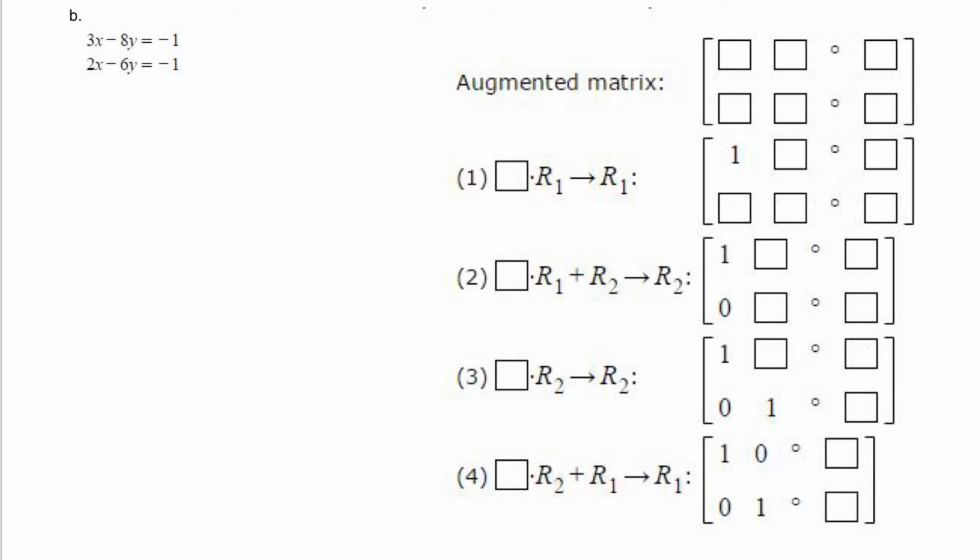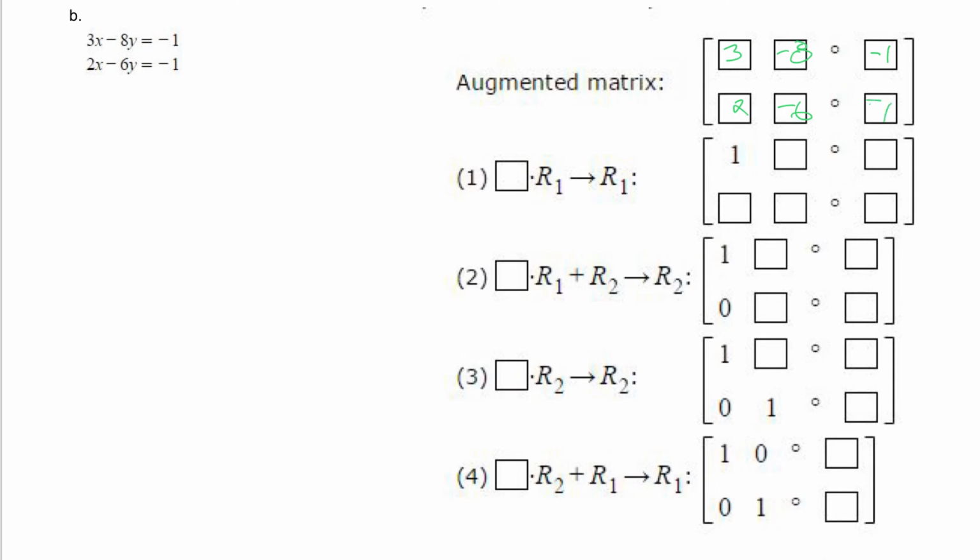If you did this one correctly, your first boxes should say 4, oh, not 4, I'm sorry. Oops, should say 3, -8, -1, and your second row would be 2, -6, and -1.